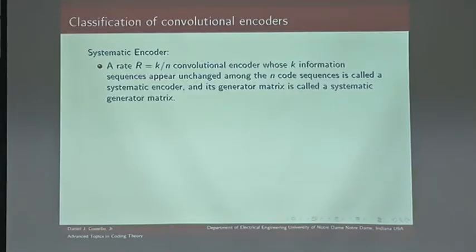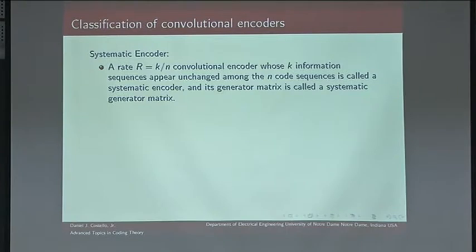Systematic, we've said this, means that k information sequences are unchanged among the n code sequences. They're usually the first k code sequences, but they don't have to be. Just like with block codes, the identity matrix doesn't have to be at the right-hand side of the generator matrix. It could be spread out wherever you want, but that's usually where we put it. A reordering of bits in a code word doesn't affect anything in terms of the code properties. So this is called a systematic encoder. Its generator matrix is called a systematic generator matrix.